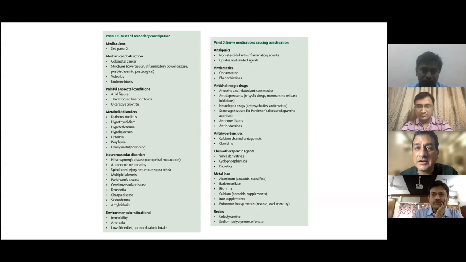So there may be a transit problem. There may be a pelvic dyssynergia, but they are compensated. They are not symptomatic, or they are mildly symptomatic. But the second factor on top of that may worsen. Therefore, these small things sometimes do help. A good drug history, the control of diabetes, control of hypothyroidism, all of these add value to treatment of constipation. Yeah, thank you, sir.